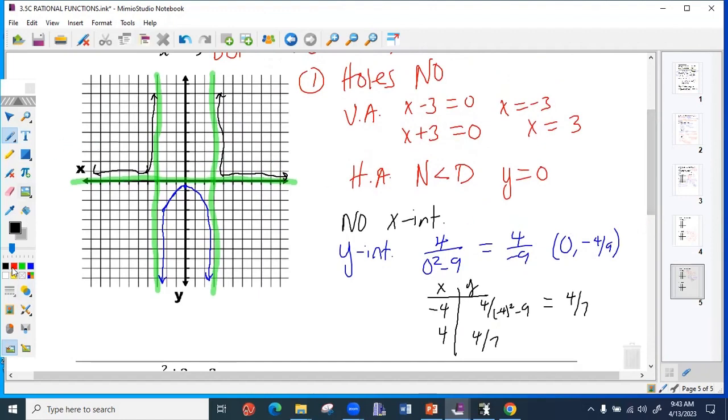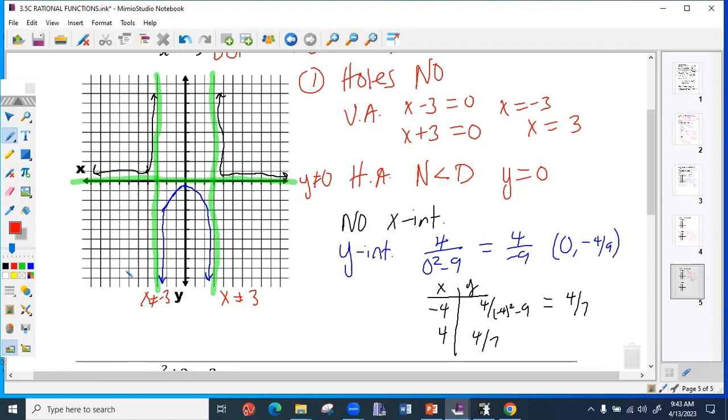Okay, so we're going to look here and talk about our domain. Your domain has 2 things that it cannot equal. It cannot equal -3 and it cannot equal +3. Do we see that? Your range cannot equal just 0.